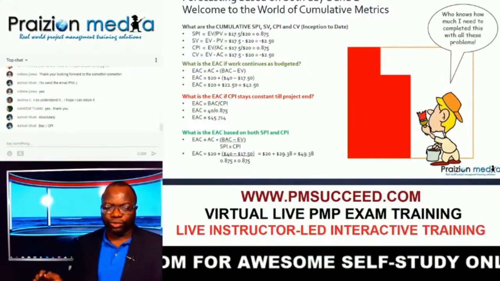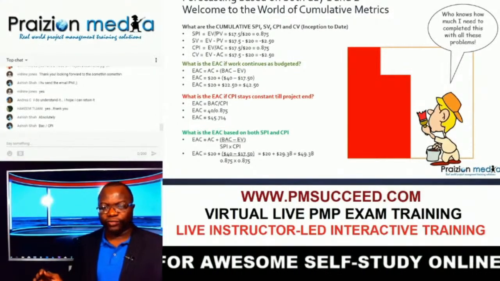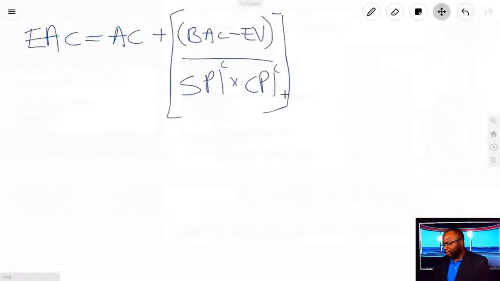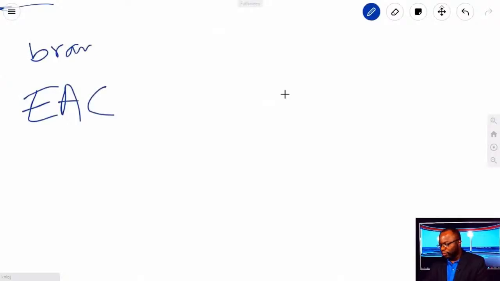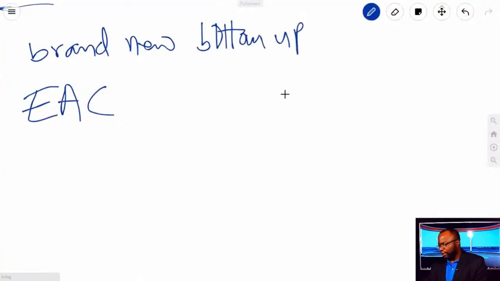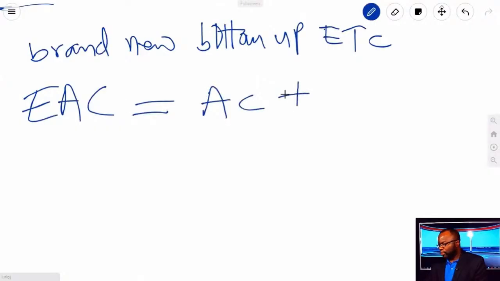So I'm going to show you the final formula for the brand new bottom-up ETC that the PMI talk about on table 7-1. All right, so the formula for an EAC based on a brand new bottom-up ETC is going to be EAC is equal to actual cost plus whatever that brand new bottom-up ETC is.